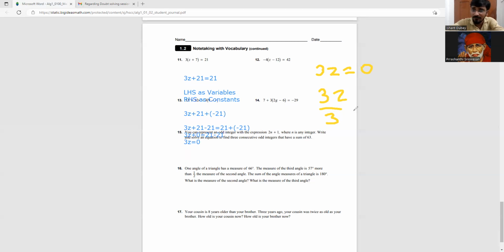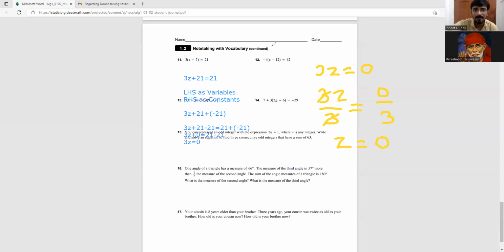Now the thing is, I said if you are doing something on the left side, the same we should apply on the right side. Very good. So here I have to divide by 3. Now here 3, 3, you can cancel it, right? 3 ones are 3. So what you'll be getting here? z equals to, now if you divide 0 by some number, what you will be getting? 0. So the solution for z, we are getting zero.